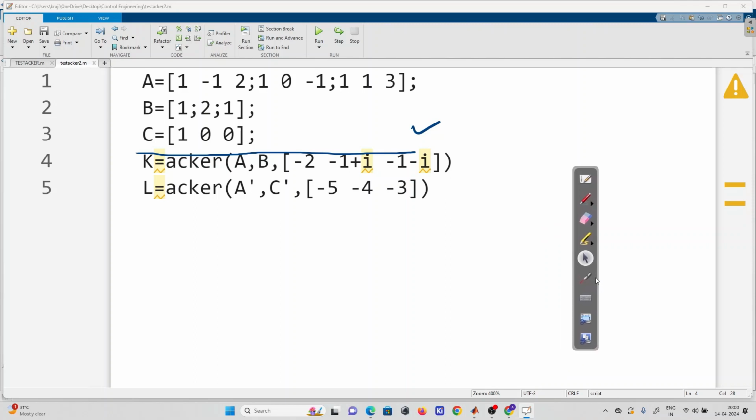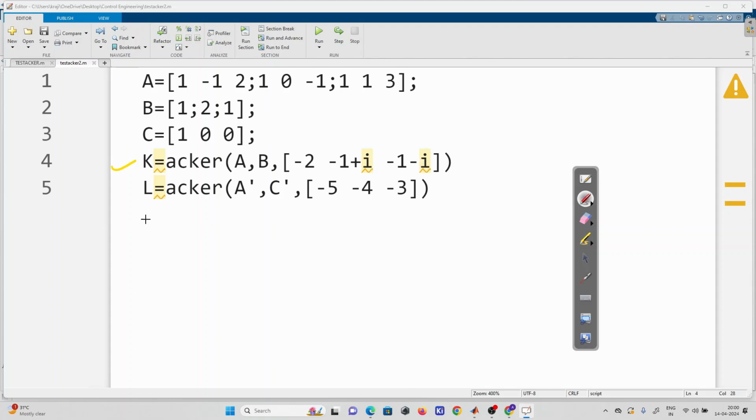Yes, sir. Okay, so same thing I have kept here. A matrix I have kept here: 1 -1 2. This B is 1 2 1. C is 1 0 0. And this we can write as K is equal to acker. Then A matrix, B matrix, and where we have to place the poles. That is -2, -1 plus i, and -1 minus i.